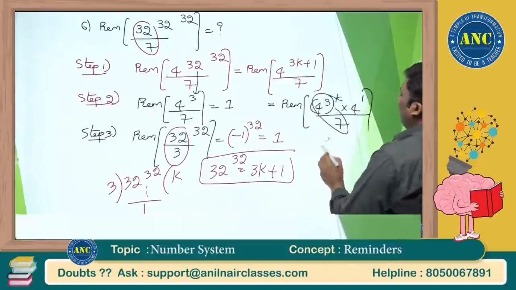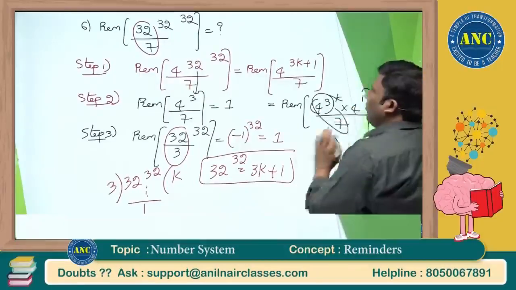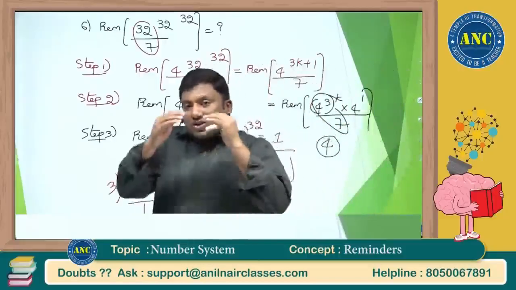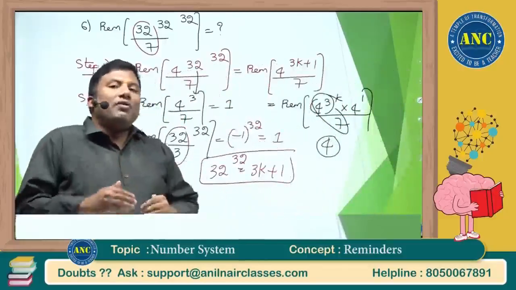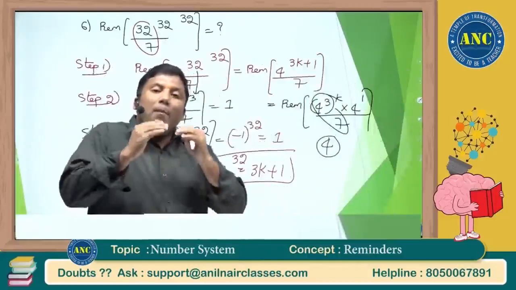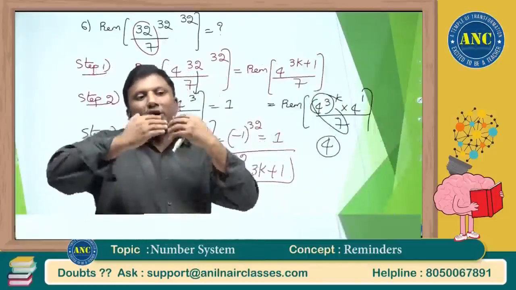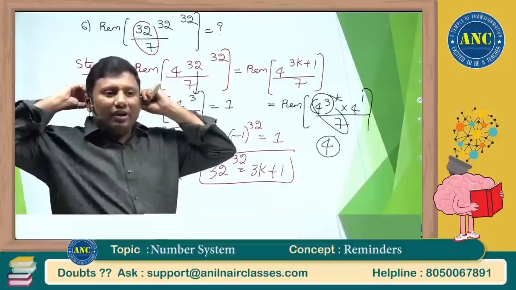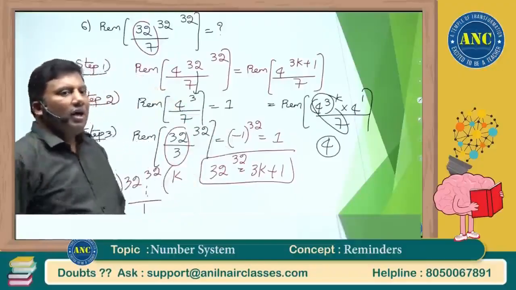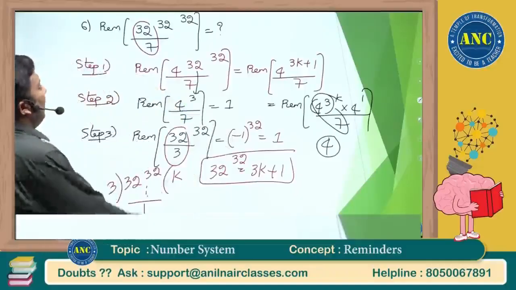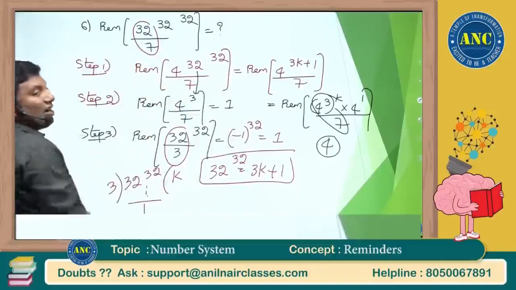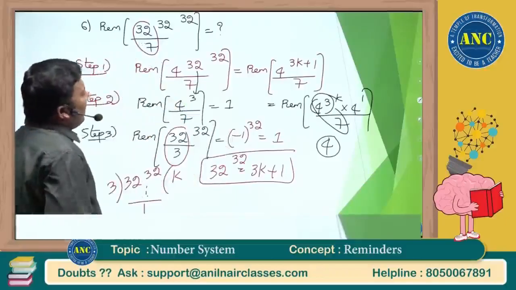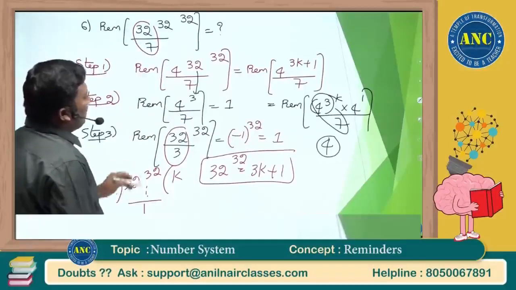64 by 7, remainder 1. 1 4s are 4. First we did it for the first power, then we are raising from the power to the power. Then I will do it for an infinite. I hope the idea is clear. 7 4s are 28. Remaining it is 4 power 32 power 32.